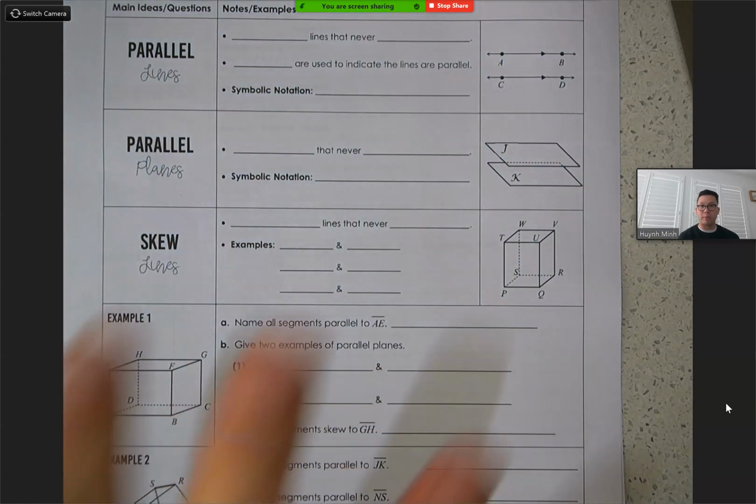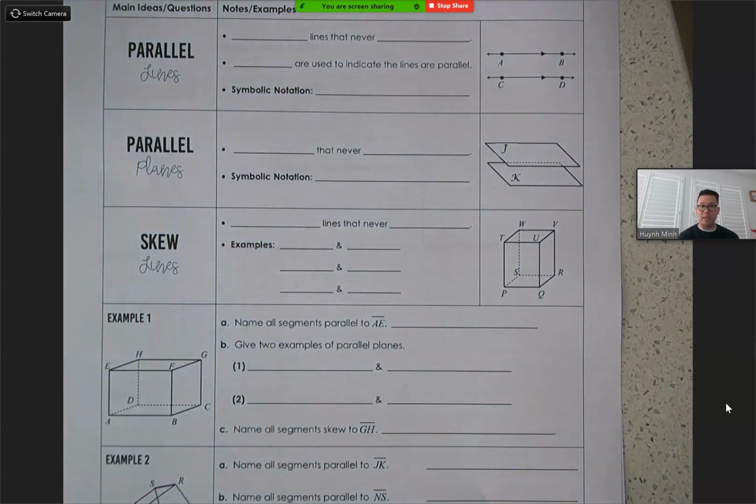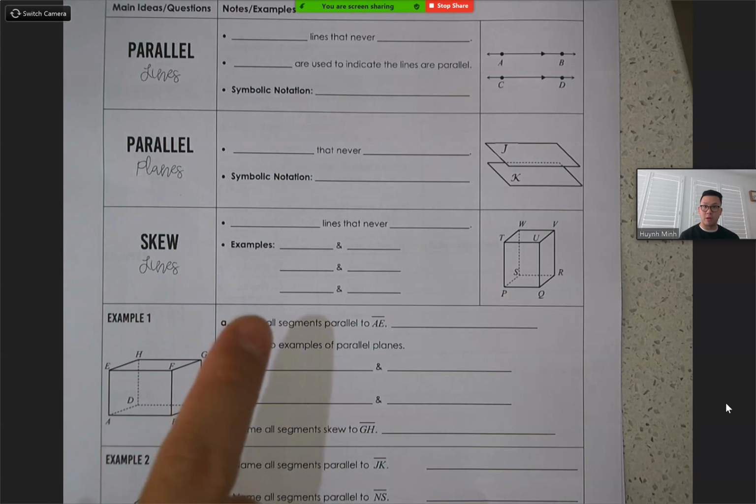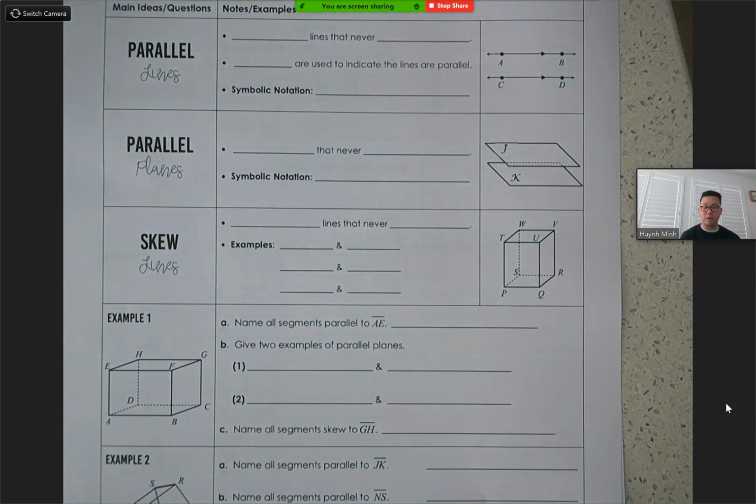You're probably wondering, where am I getting this? It is on the timeline, so these are your notes. You're going to watch the video and then fill in these notes, and then we'll get more practice with the terminology later on. But let's start off with talking about parallel lines.